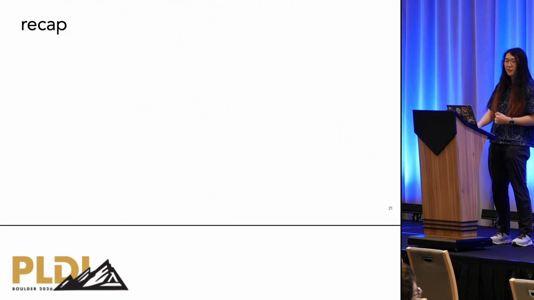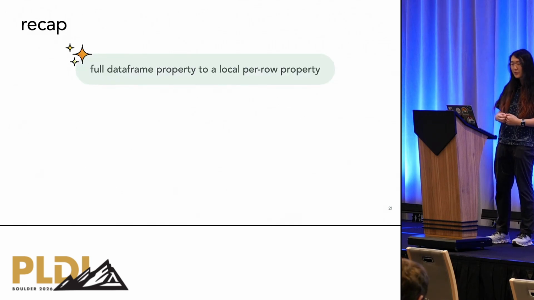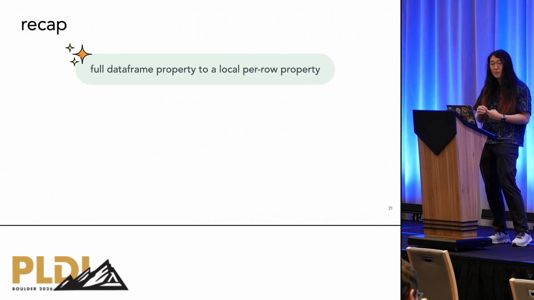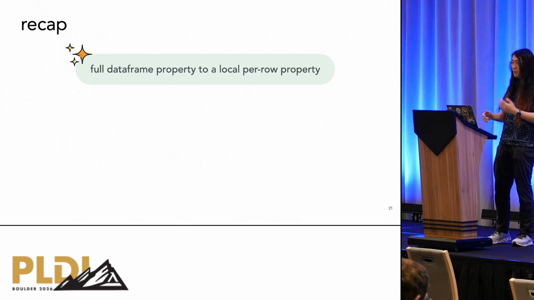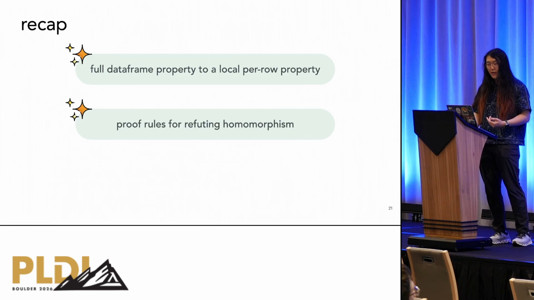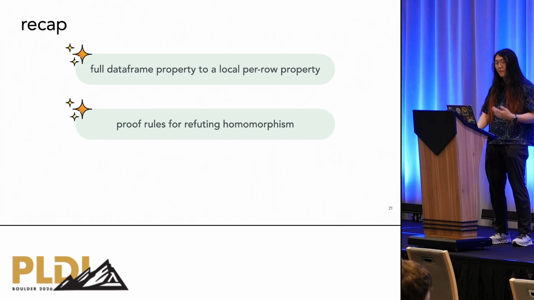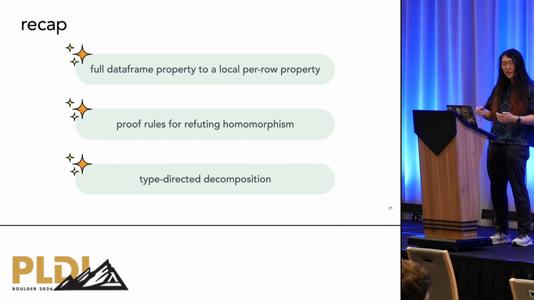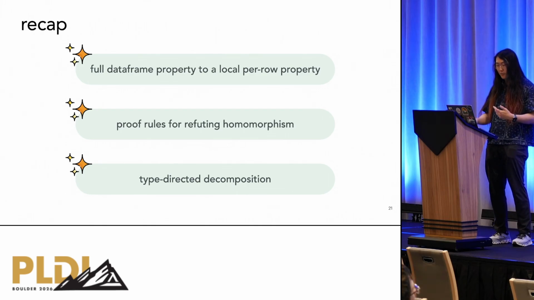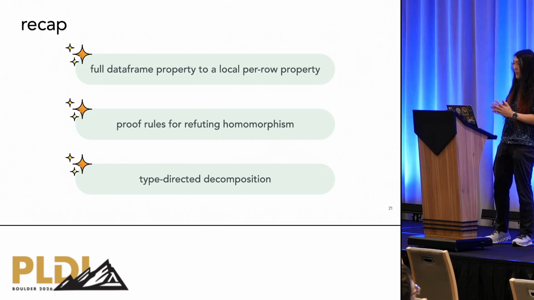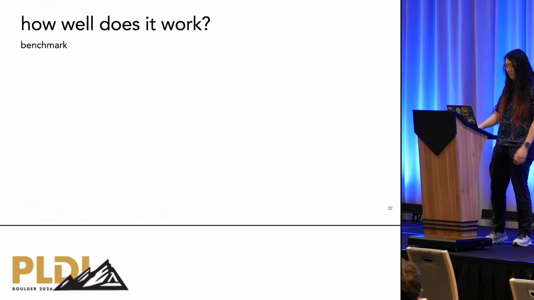To recap, we have 3 key ideas in our work. The first one is we reduce the synthesis and verification problem from using the full dataframe property to a local per row property. And secondly, we designed the proof rules for refuting homomorphisms. And finally, we use type-directed decomposition to make synthesis scalable. In the paper, we give a homomorphism calculus that captures the 3 key ideas.